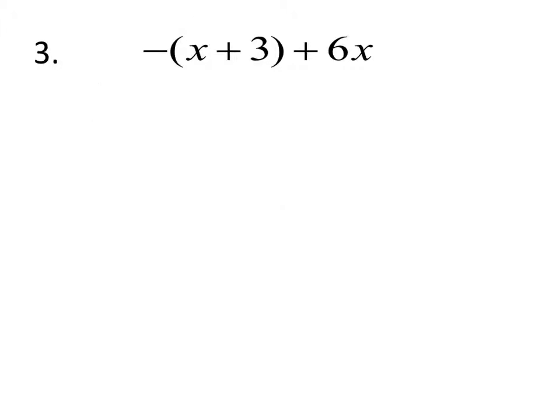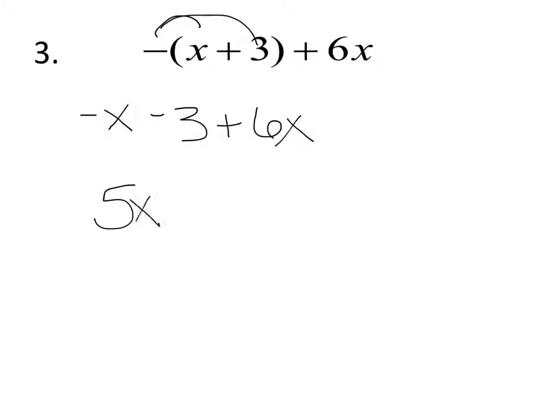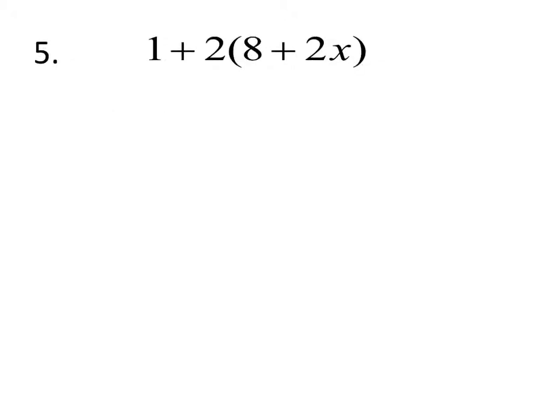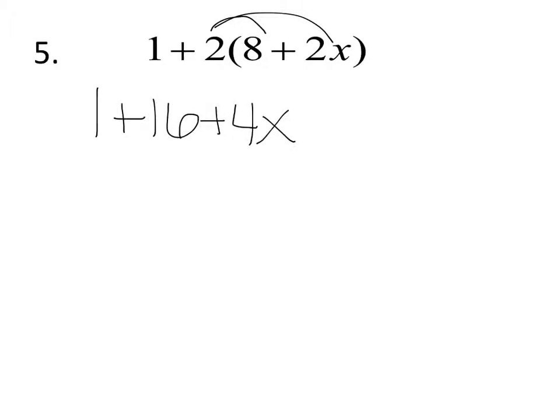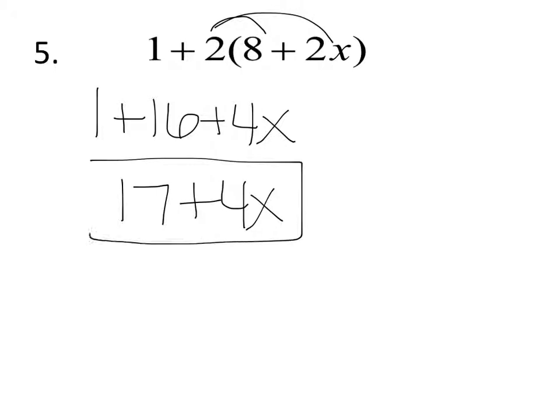All right, same situation here, except we're just going to distribute a negative. So I've got negative x minus 3 plus 6x. Combine like terms. Negative x plus 6x is 5x minus 3. Those are not like terms, so you can't do anything else. Number 5, same situation. Distribute the 2. So you have 1 plus 16 plus 4x. 1 and 16 are like terms, so you get 17 plus 4x.